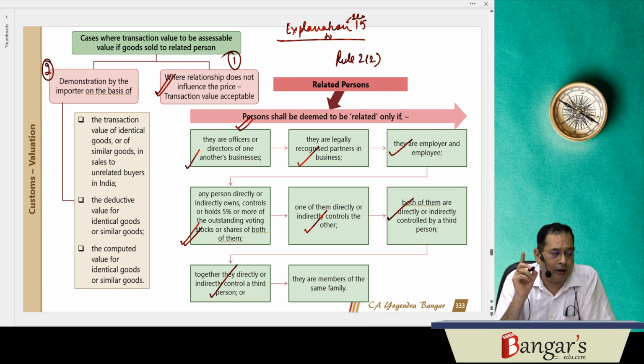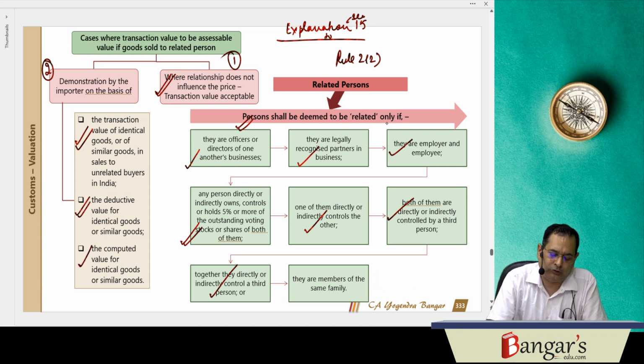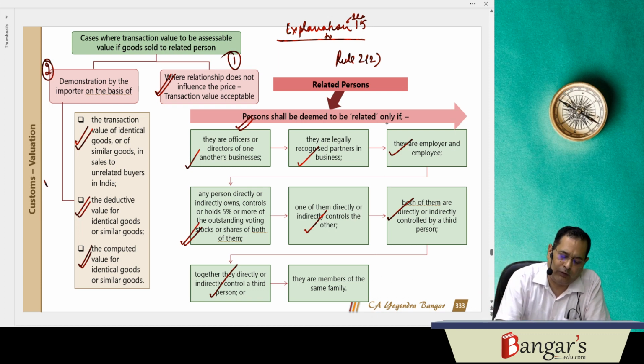Number two, if they are of the opinion that the relationship is influencing the price, then the importer demonstrates what is the transaction value of identical goods or similar goods in sales to unrelated buyers in India at that time, or the deductive value of identical or similar goods, or the computed value of identical or similar goods, at or about the time of importation. These are identical or similar goods imported by unrelated buyers. However, substitute values shall not be established.